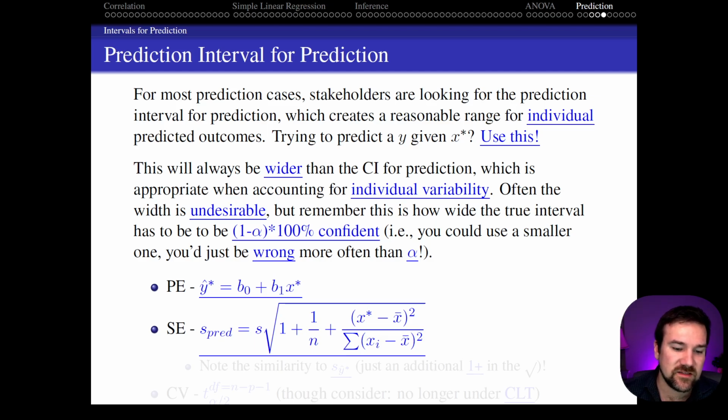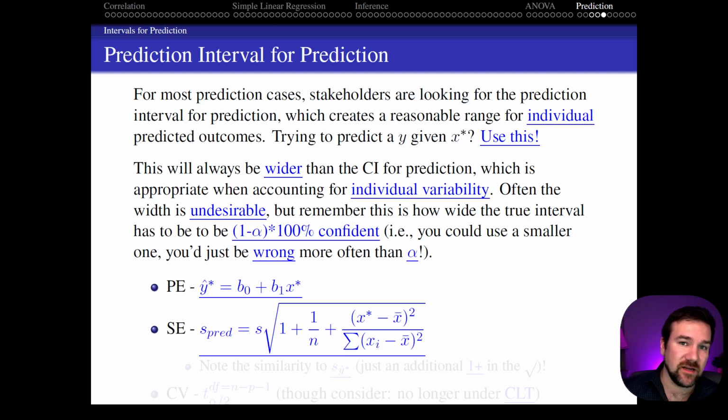This is going to be S times the square root of 1 plus 1 over n plus x star minus x bar, quantity squared, over the sum of x minus x bar squared. I want you to notice that this standard error looks almost identical to the one on the previous slide. The only difference compared to the standard error for the confidence interval for prediction is the 1 plus under that square root.